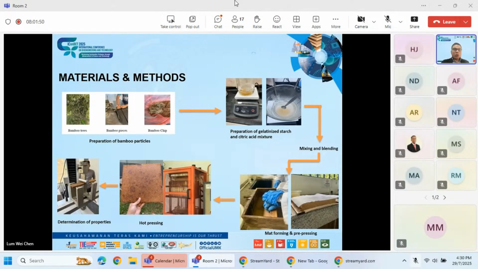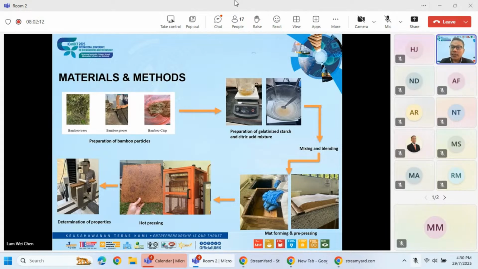All right, so this is the methods. How are we going to prepare the particle board? So first, we collect the bamboo particles, and then we make it into bamboo chips with a mesh size of about 40 to 60. And after that, we produce a gelatinized starch mixture.